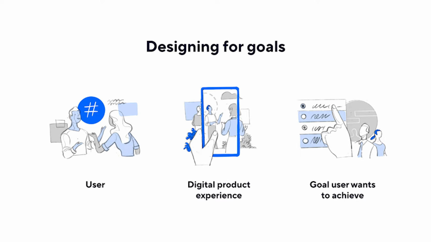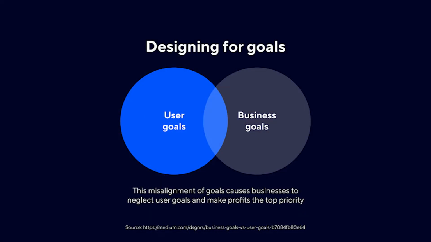So there are user goals, but with any project there are also business goals that come into play. And oftentimes, these are misaligned. Typically, this misalignment is what causes businesses to neglect users and prioritize profits over users when it comes to user experience.